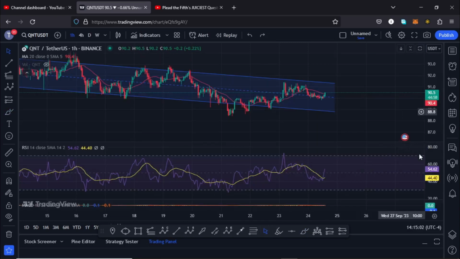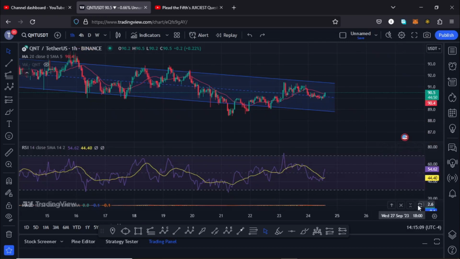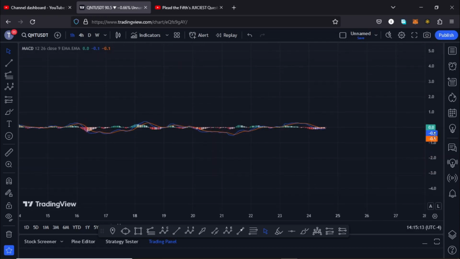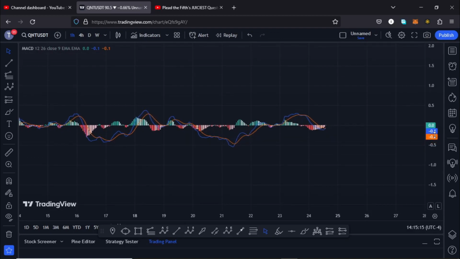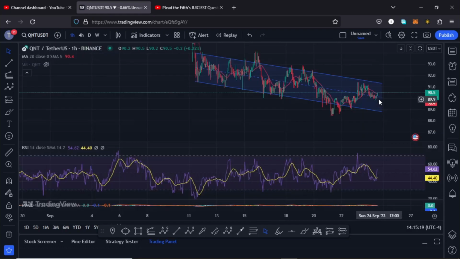Also taking a look at the indicators, on the RSI we are trading at around the 54 mark, fully supporting higher prices. On the MACD, we have been able to print a bearish cross, still suggesting lower prices. So let's be patient and see how that plays out, and I will be keeping you up to date.